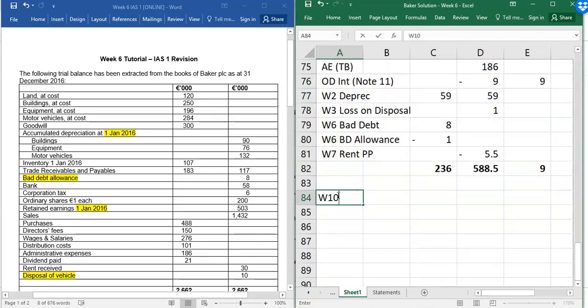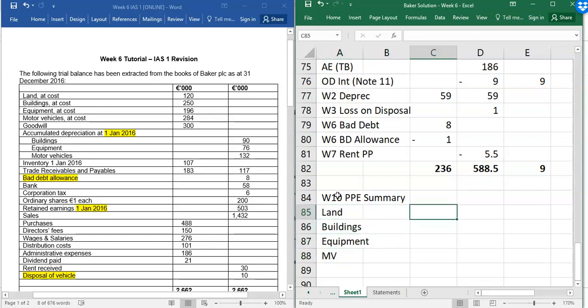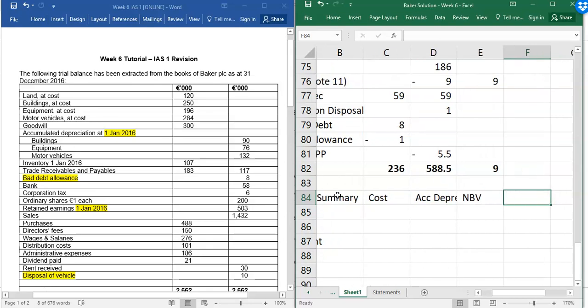Similarly then, working 10, we're going to look at the PPE summary. Because instead of trying to do all the workings on the face of the financial statements, we're just going to look at them in total here. So we're going to look at land, we're going to look at buildings, we're going to look at equipment, and we're going to look at motor vehicles. Right? And you're going to look at here cost and accumulated depreciation, and that gets your net book value.